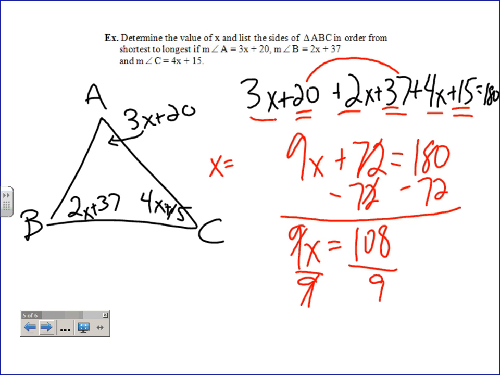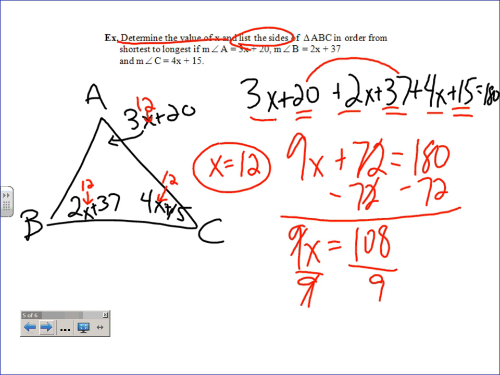X is 12. Well, it said determine the value of x. Check. We did that. Now it also wants me to put the angles in order from, I should say smallest to biggest. I could actually ask you for the sides too, so make sure you give what's asked. Oh, it does say list the sides. Well, good thing I read that. Let's put 12 back in. So put 12 right there for x, 12 right there, and 12 right there.